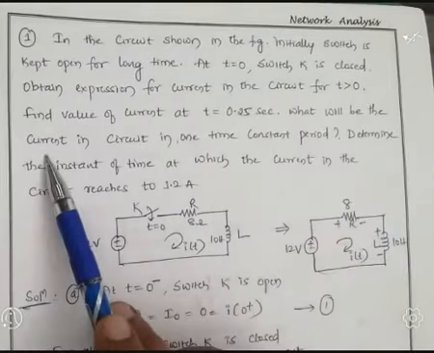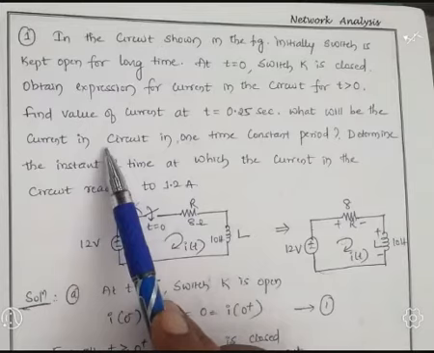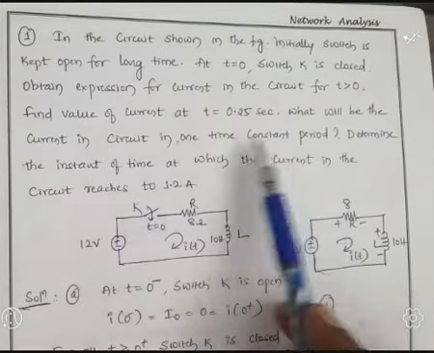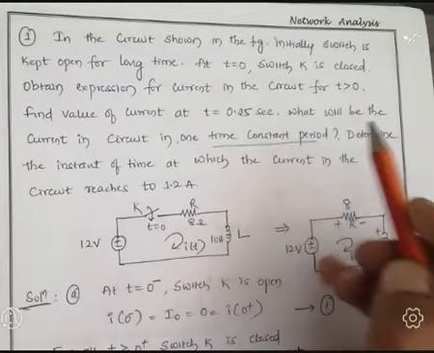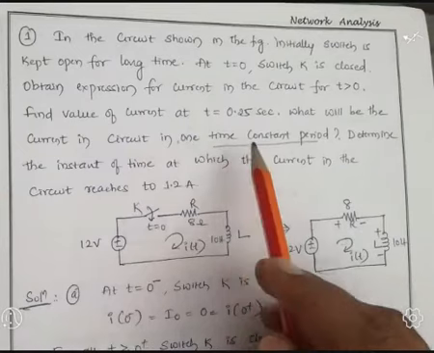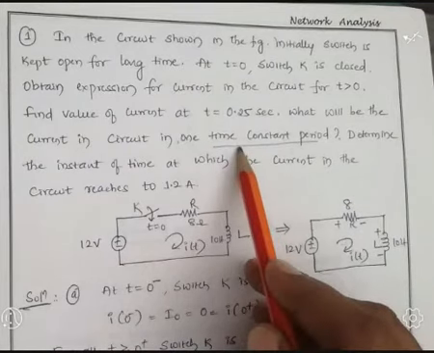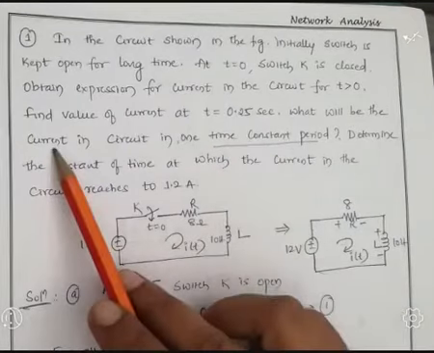Next we have to calculate once again the current in this circuit in one time constant. One time constant means time constant period. Time constant period is indicated by tau. So when t equal to tau, tau is L by R. For this time, how much current is flowing? That one we have to calculate.